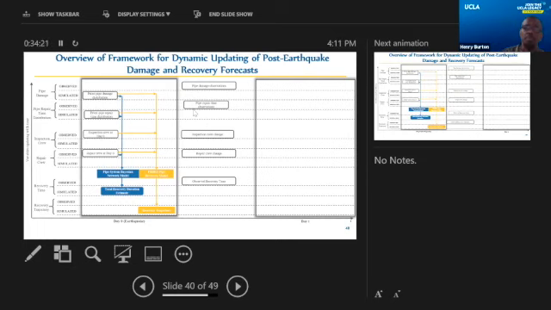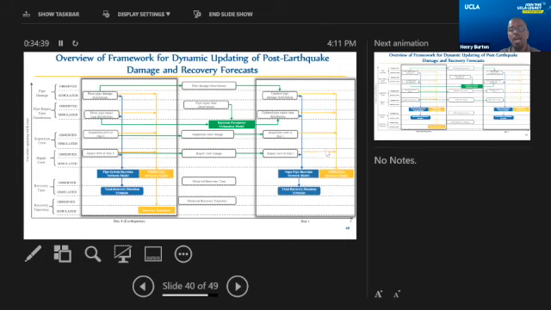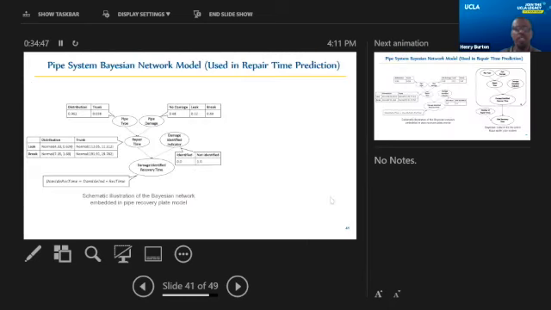Similarly, maybe some pipes have been repaired, and there are changes in the inspection crew. So we can take that information and use Bayesian parameter estimation to get a new Bayesian network model, as well as put those updated parameters into the DES model and get a full recovery trajectory. So, some quick results on that.